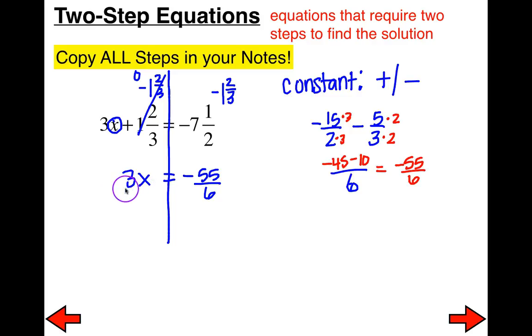So 3 is your coefficient. This means 3 times x. So in order to isolate x, I must do the inverse, so therefore I must divide both sides by 3. These are multiplicative inverses, creating a 1. 1 times x is just x. But since I divided the left side by 3, I'm also going to divide the other side by 3.